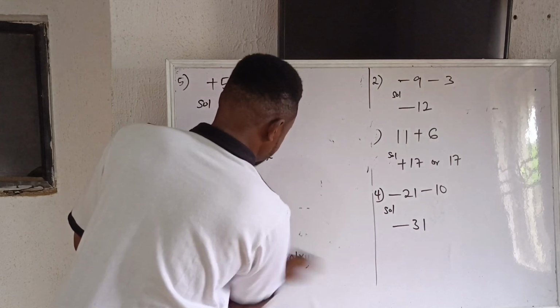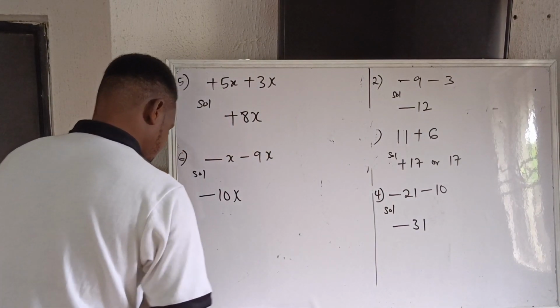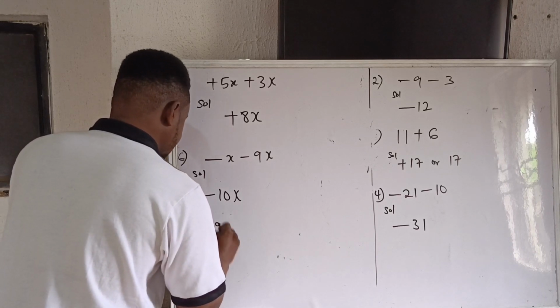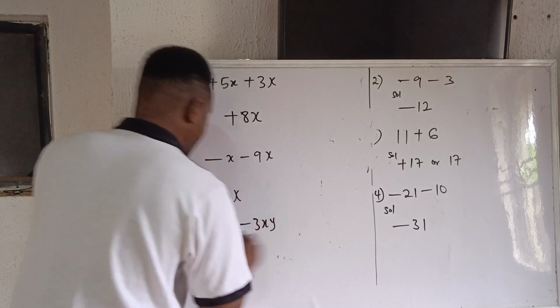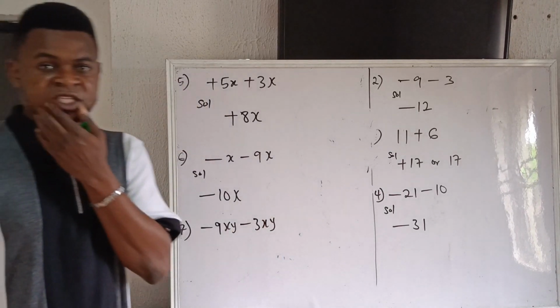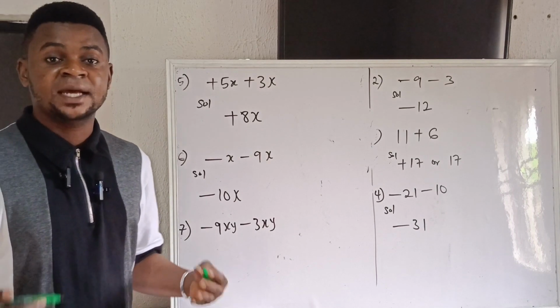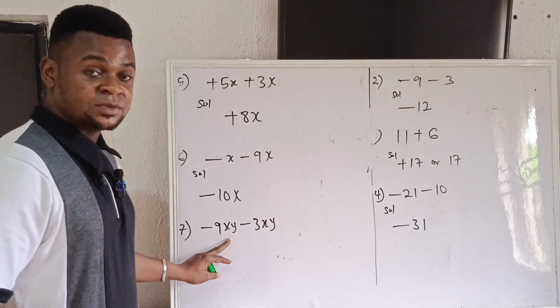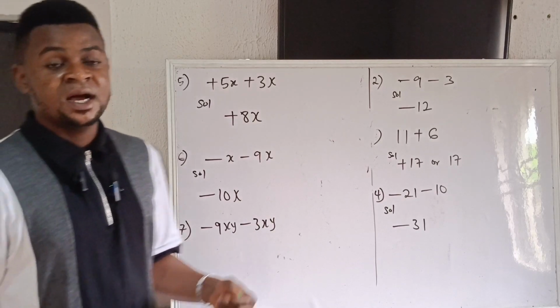So if we also have example 7, we are told to simplify minus 9xy minus 3xy. Is it possible for us to add and subtract these guys? Yes, it's possible because the variables are the same. We have xy here, we have xy on the other side. So it's possible for us to add and subtract.